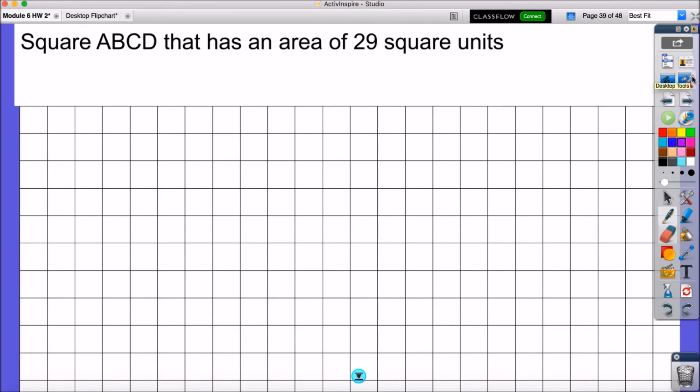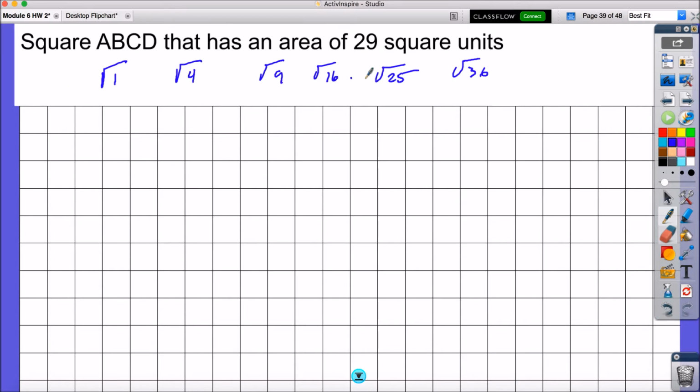Now the hard part of that is an area of 29 is not a perfect square. So it's going to be rotated a certain way. So how are we going to do that? We're going to look at our perfect squares, if we remember those. The square root of 1, square root of 4, square root of 9, square root of 16, square root of 25, square root of 36, and so on and so forth.